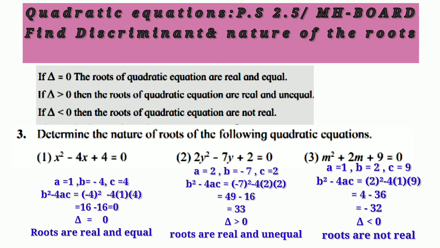The third equation is m square plus 2m plus 9 equals 0. a here is equal to 1, b is equal to 2, c is equal to 9. b square minus 4ac, which is our discriminant, is equal to 2 square minus 4 into 1 into 9, that is 4 minus 36. 4 minus 36 is minus 32. So the value of the discriminant is minus 32, which is less than 0. When b square minus 4ac, or delta or discriminant, is less than 0, then roots are not real.